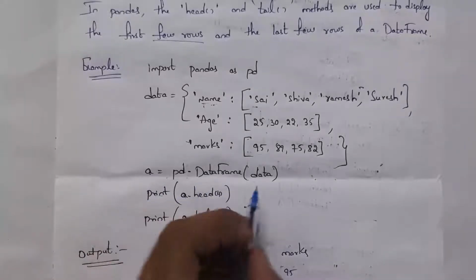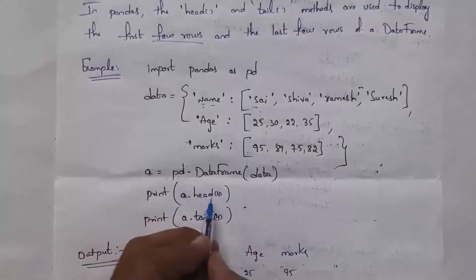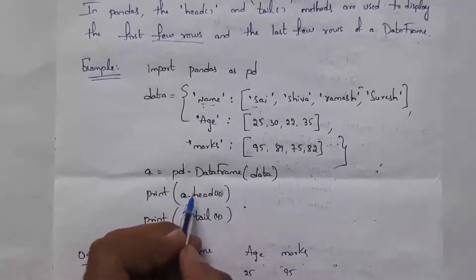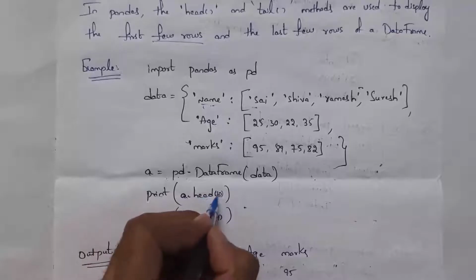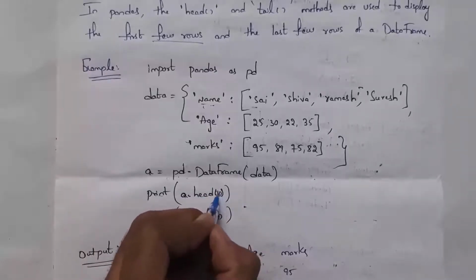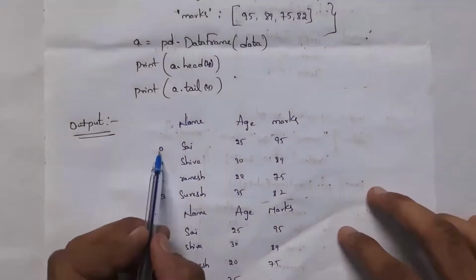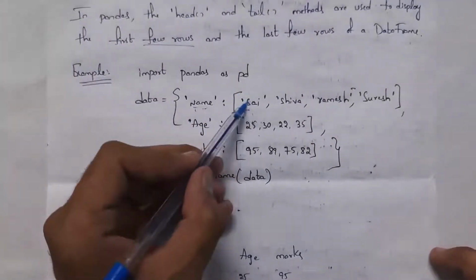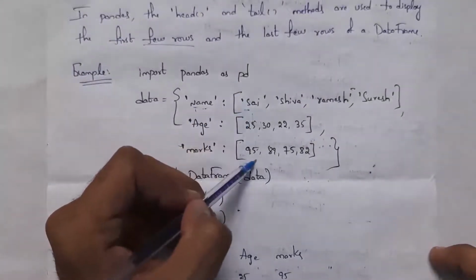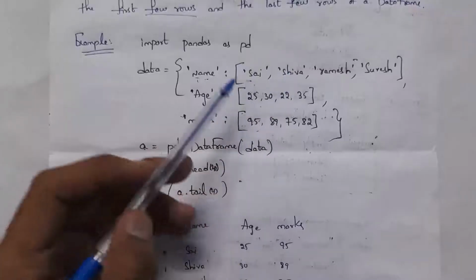That is nothing but from this data frame, I am selecting only first 4 rows. So inside print function, I wrote a dot head of 4. That means it will select only first 4 rows. So this is my output. So first row, index number 0 contains Sai, 25 and 95. Index number 1 contains Shiva, 30, 89 and so on.